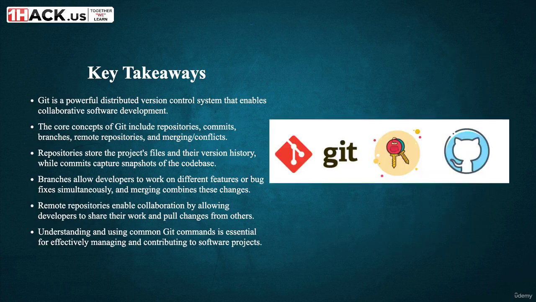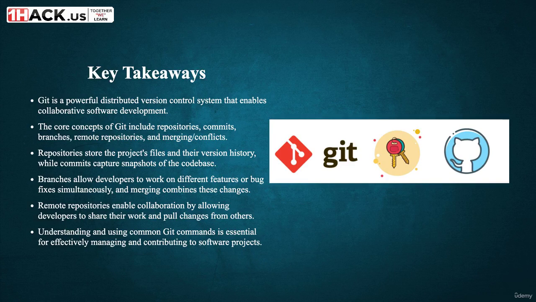In summary, this presentation has covered the key concepts of Git, a widely used distributed version control system. We've discussed the importance of Git repositories, which store the project's files and their version history. We've also explored the concept of commits, which capture snapshots of the codebase at specific points in time, and branches, which allow developers to work on different features or bug fixes simultaneously without affecting the main codebase. Additionally, we've covered the role of remote repositories, which enable collaboration by allowing developers to share their work and pull changes from others.